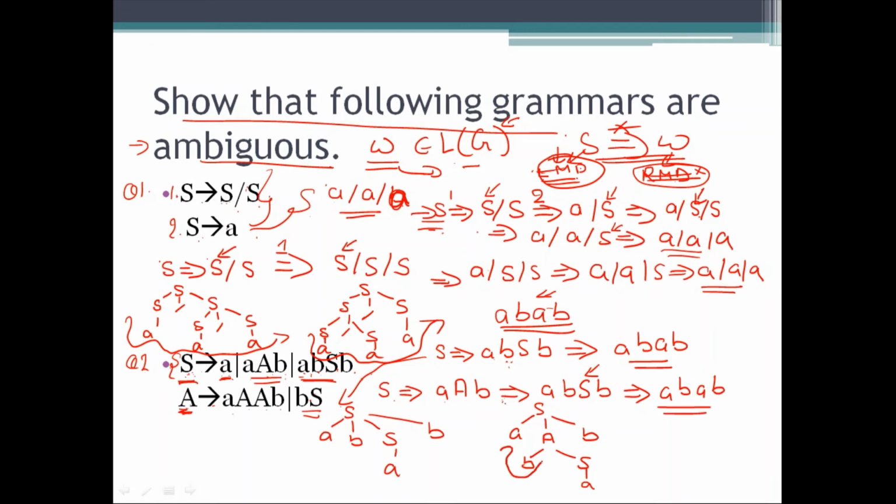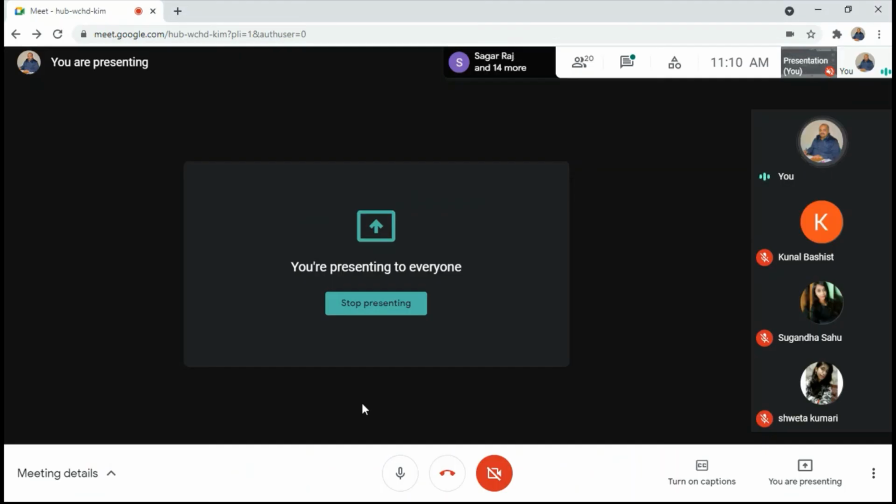So what is the yield of this tree? This thing: A, B, A, B. So you have one string W, that is ABAB, for which more than one derivation tree is there. So you are going to say that W is ambiguous, and W is ambiguous belonging to LG. That's why the grammar G is ambiguous. Is this clear?